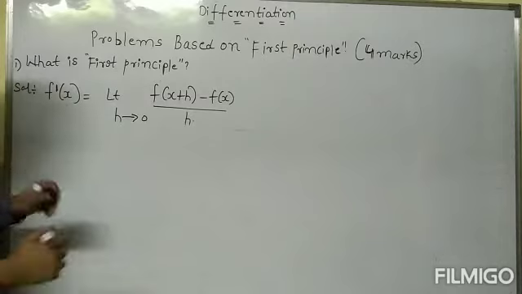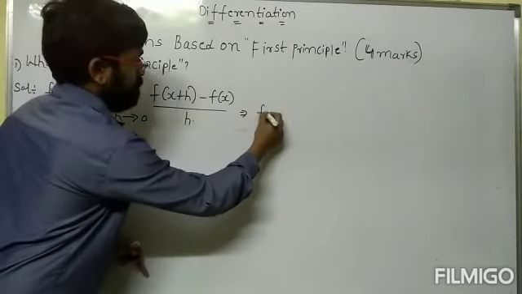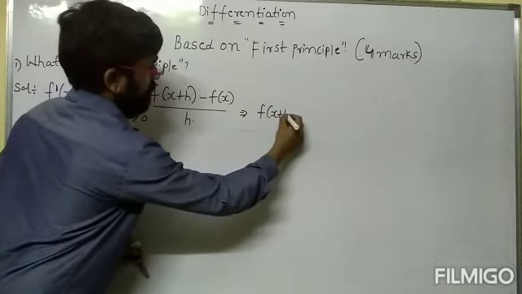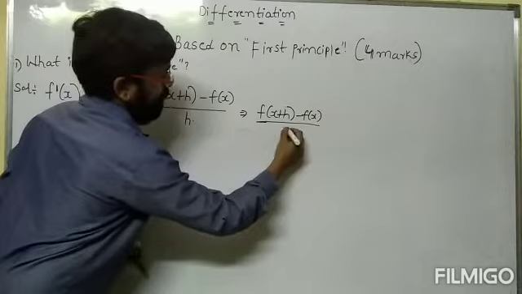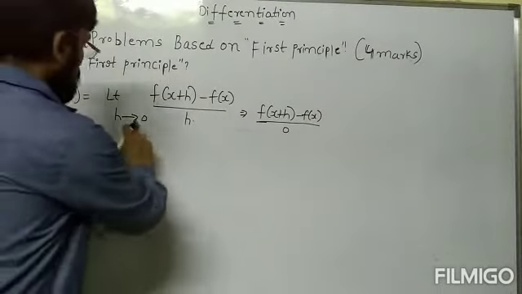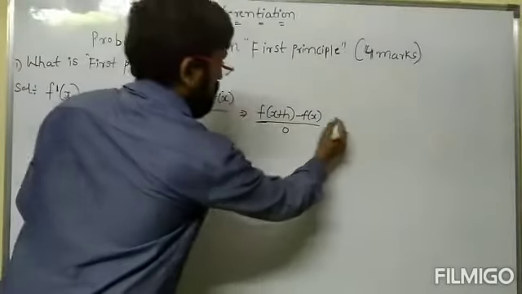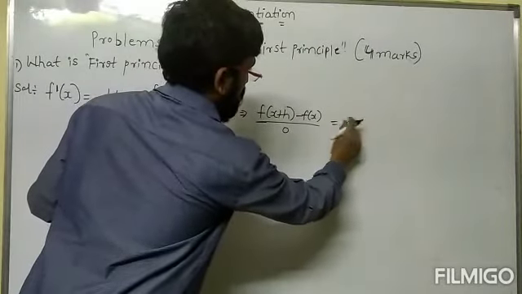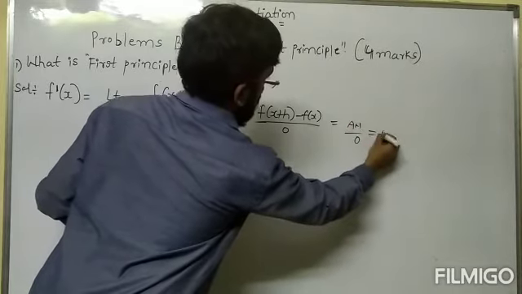If we substitute 0 first, we get f of x by 0. Anything by 0 is undefined.